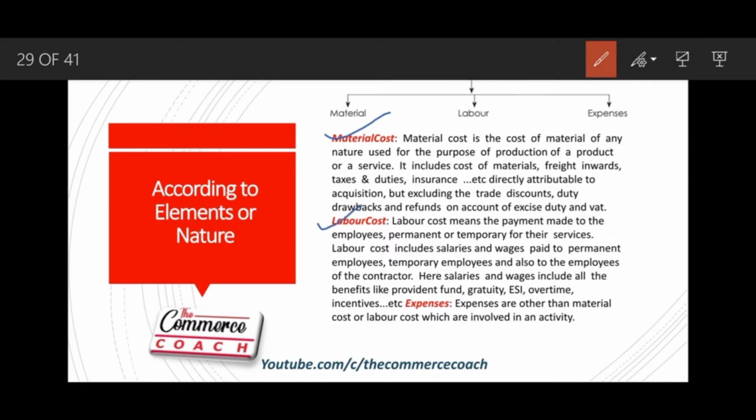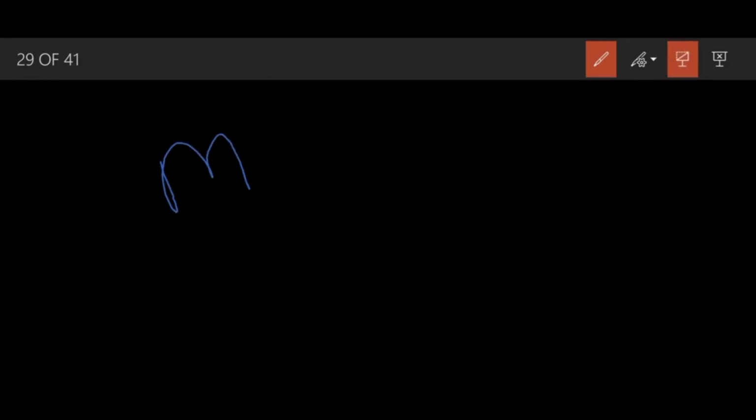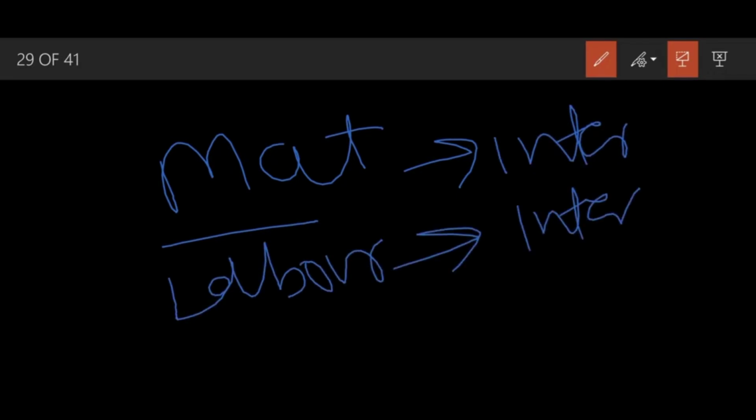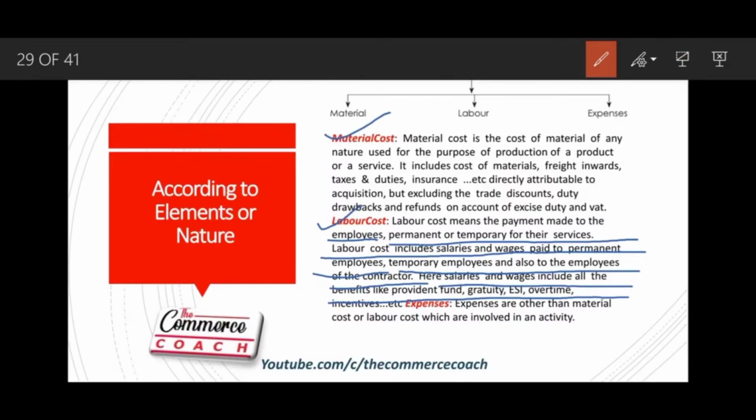Labor cost. Labor cost means the payment made to the employees, permanent or temporary, for their services. Labor cost includes salaries and wages paid to permanent employees, temporary employees, and also to the employees of a contractor. Here salary and wages include all the benefits like provident fund, gratuity, ESI, overtime. It is very important to know about material cost, because material costing is a separate chapter in intermediate. It is also important to know about labor cost, because it is a separate chapter in intermediate known as labor costing or employee costing. We have a cost accounting standard on employee costing, Cost Accounting Standard number 7, I guess.